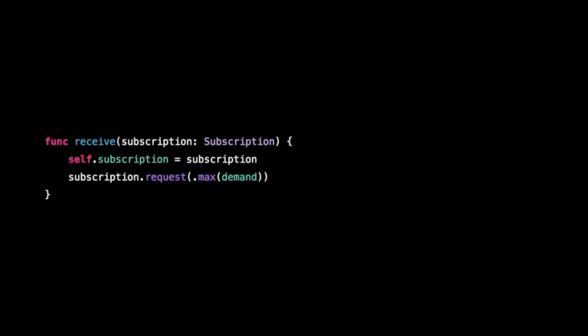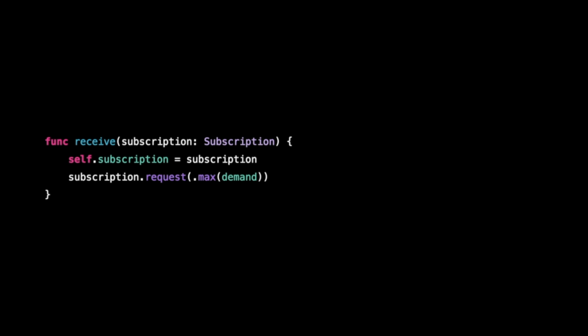To conform to the subscriber protocol, our implementation needs to handle 3 scenarios: receiving the subscription, receiving the values, and receiving completion. Let's look at them one by one. You might recall that our publisher configured and passed the subscription to the subscriber by the receiveSubscription method. So let's implement that method first.